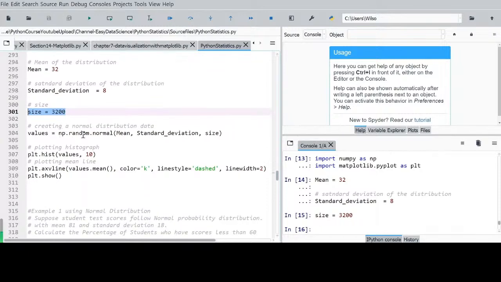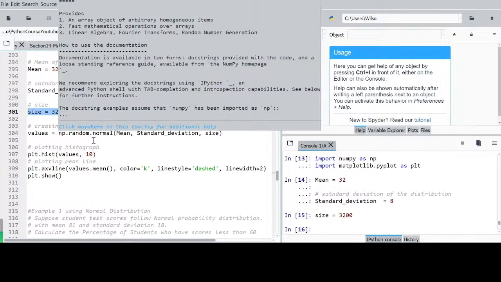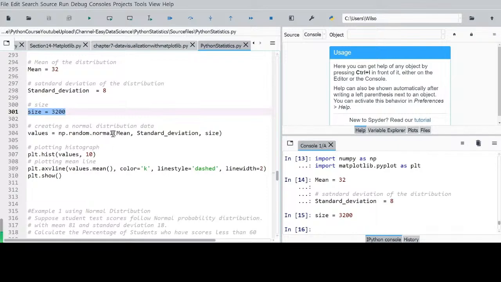Next we will use a function from NumPy's module. NumPy's random module has a normal function, numpy.random.normal. This function creates random numbers following the normal distribution, with this mean, this standard deviation, and how many such numbers we want to draw.